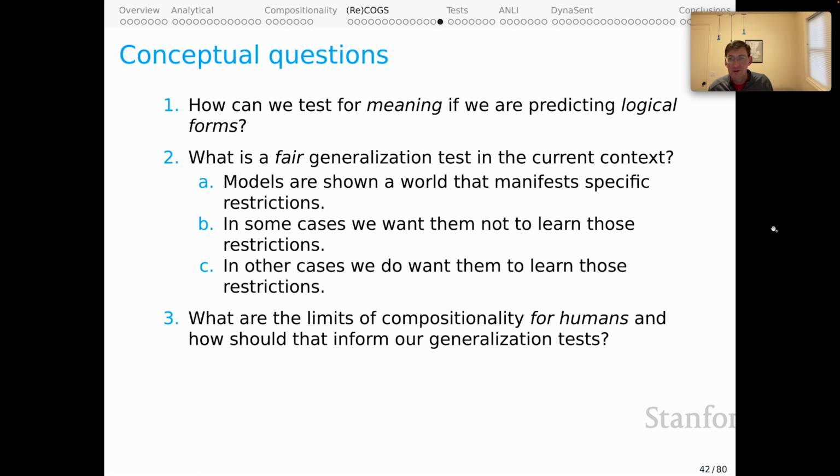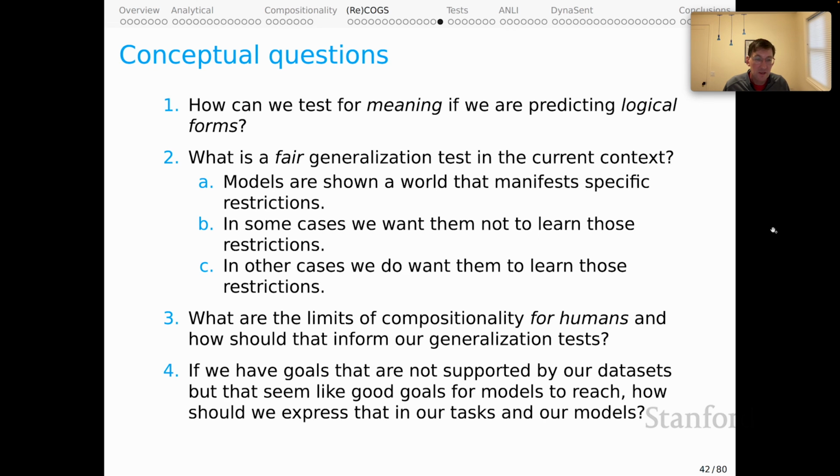What are the limits of compositionality for humans, and how should that inform our generalization test? Maybe that's the ultimate ground truth here. You know, we have an assumption that natural languages are compositional, but that's a very strong assumption. It surely has some limitations. And so maybe the thing to do is figure out where and how humans generalize and where they don't, and then just set up a general expectation that our models will be able to follow suit. But that poses many conceptual questions.